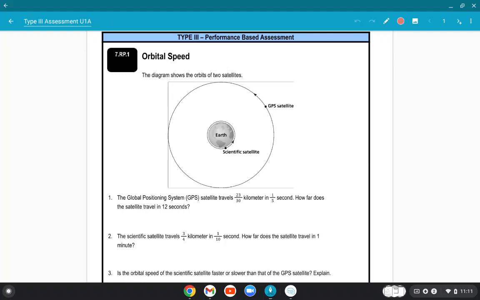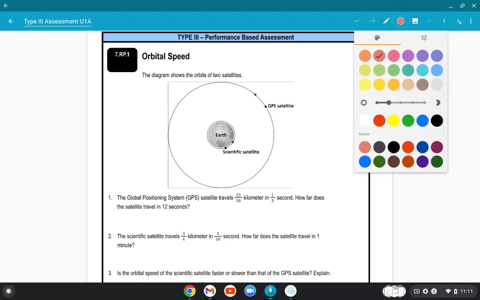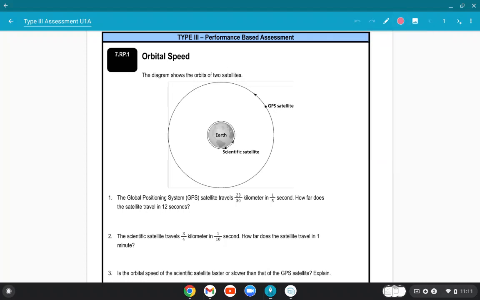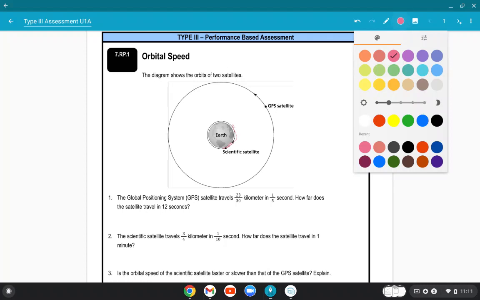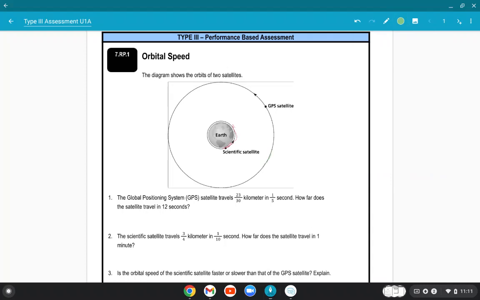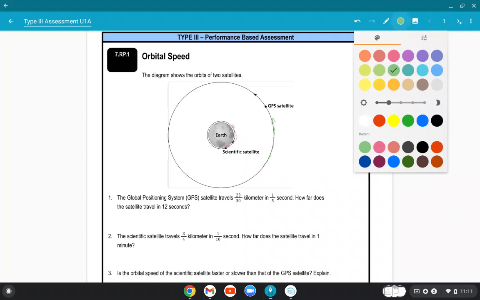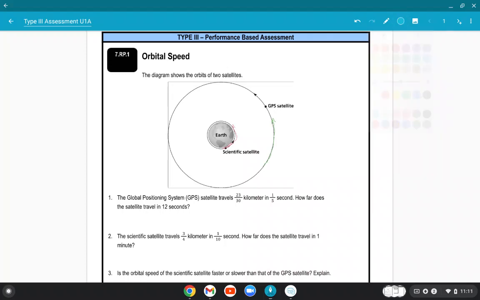All right, orbital speed. This is a diagram of the Earth and the satellites that surround the Earth. If you look closer to the Earth, you have the scientific satellite going in this direction. If you look farther from the Earth, you have the GPS that's farther. And with problem number 4, this information is going to help us out a lot. I'm about to darken up the colors a little bit.